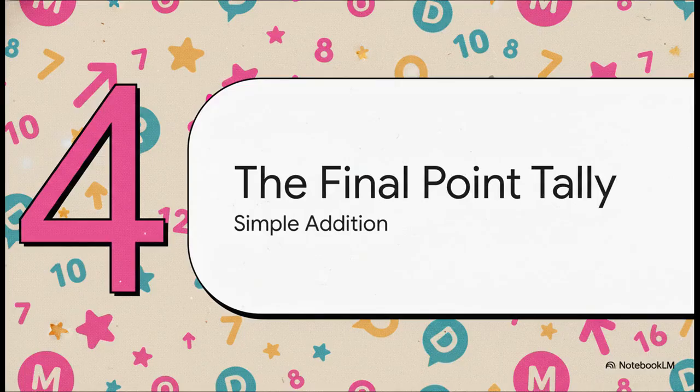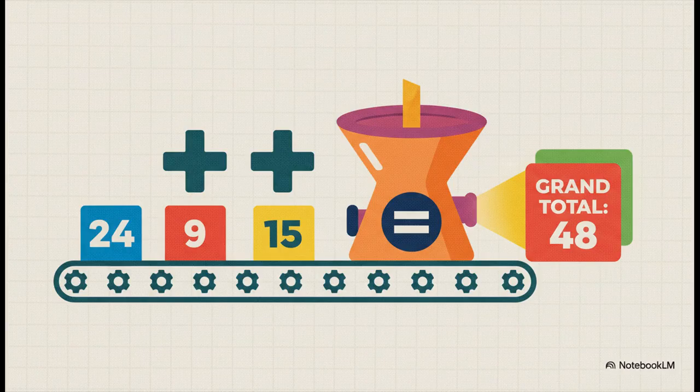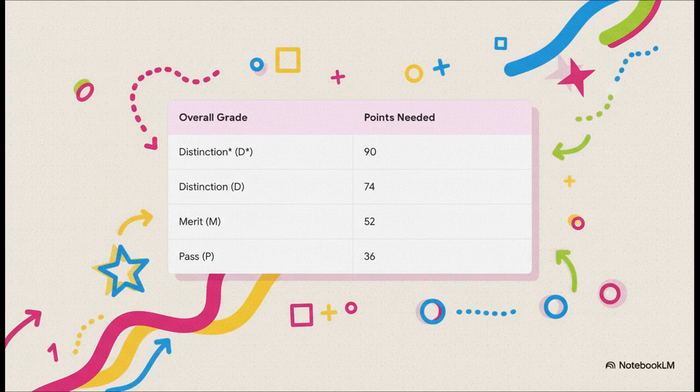All right, so you've been grinding away collecting points from all your units. Now it's time to add them all up. And remember, no complicated math here, no weird averages. It's just simple addition. Literally, all we do is take every single point you've earned from every single unit and add them together. That's it. That's your grand total. And that final number? Well, that's what decides your overall grade.